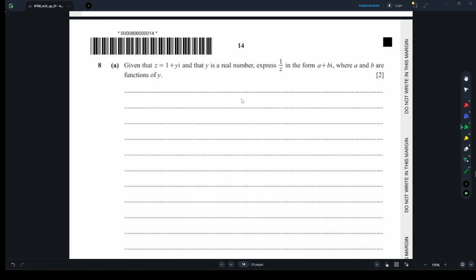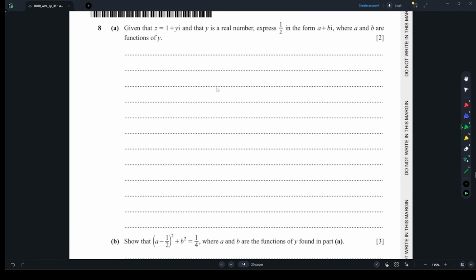So given that z equals 1 plus yi and y is a real number, express 1 over z in the form of this one, where a and b are functions of y. Okay, so we have to find 1 over z. So 1 over z, we can write z, we know already, which is 1 plus yi.